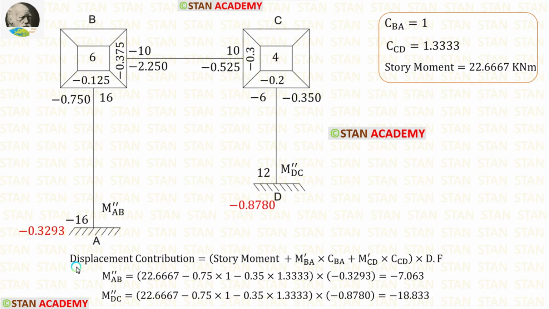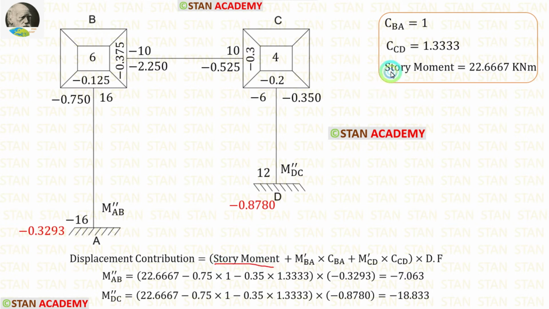Now we are going to find the displacement contributions. It is a little tricky to find them, so we can use this formula. The formula is the story moment plus M'-BA into CBA plus M'-CD into CCD, into the displacement factor. In the formula, let us apply the values.